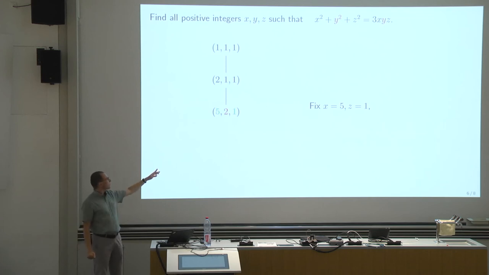Fix 5 and 1, fix the values of x and z. Look at it as a quadratic equation in y. What is the equation? Let's write it down. We know one of the roots will be y equals 2. Root, Nullstelle. The question is, what is the other root going to be? Then we can replace this red coordinate 2 by the other root, and this will give us another solution. But to calculate the other root, we should actually write down the equation. What is the equation when x is 5 and z is 1?